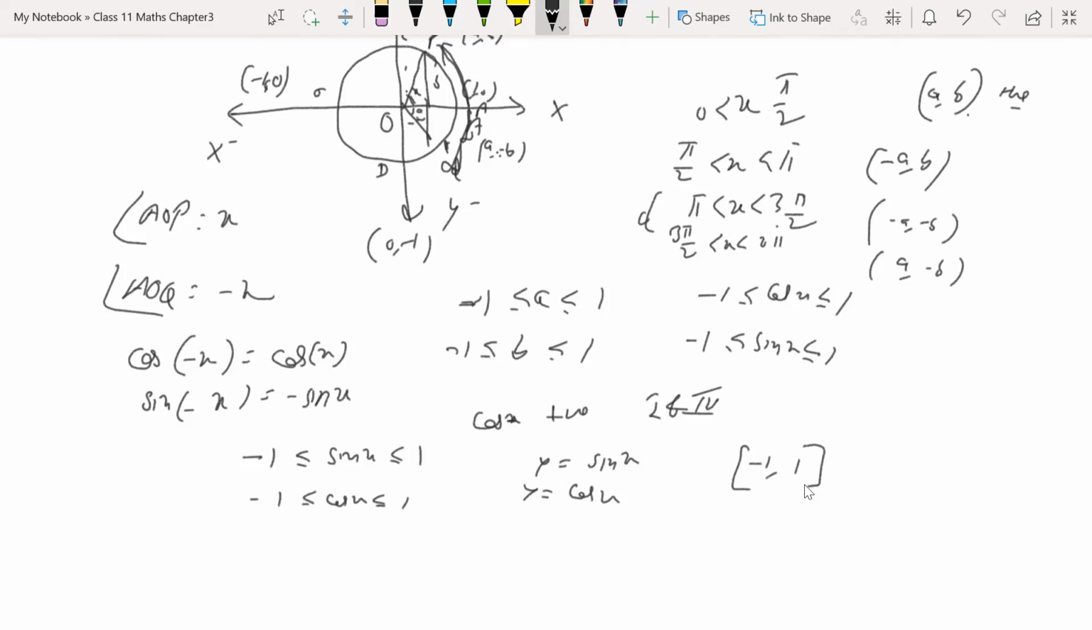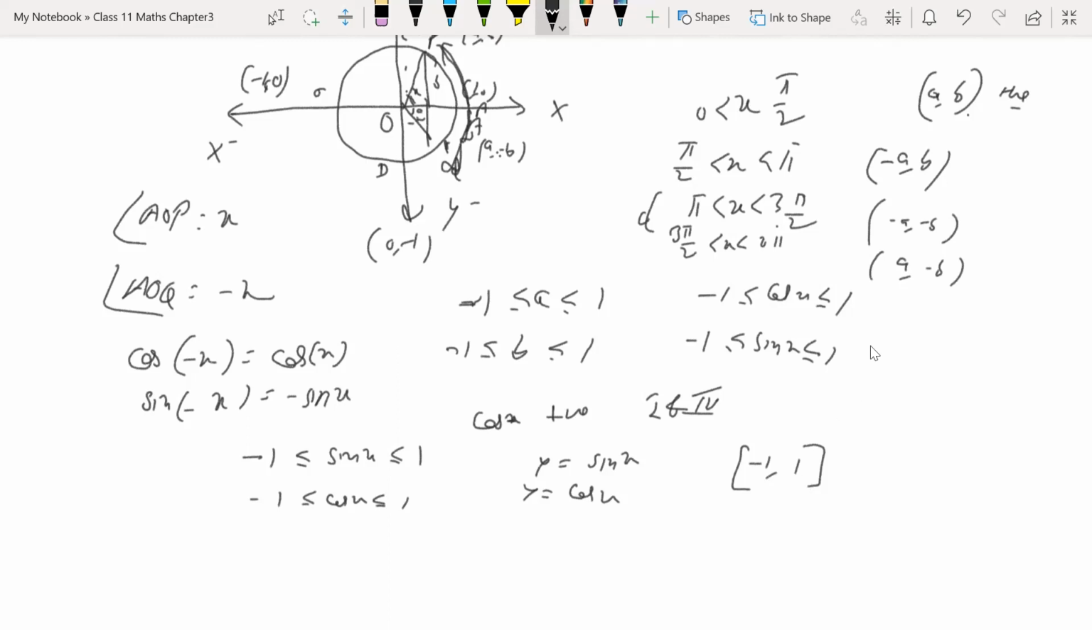Because cosecant is 1 upon sine x, the domain of cosecant is the set of real numbers with x not equal to n pi, where n belongs to the integers, as we have already studied. Then the domain of y equal to secant x again excludes 2n plus 1 times pi by 2. So now we discuss the behavior of the trigonometric functions.